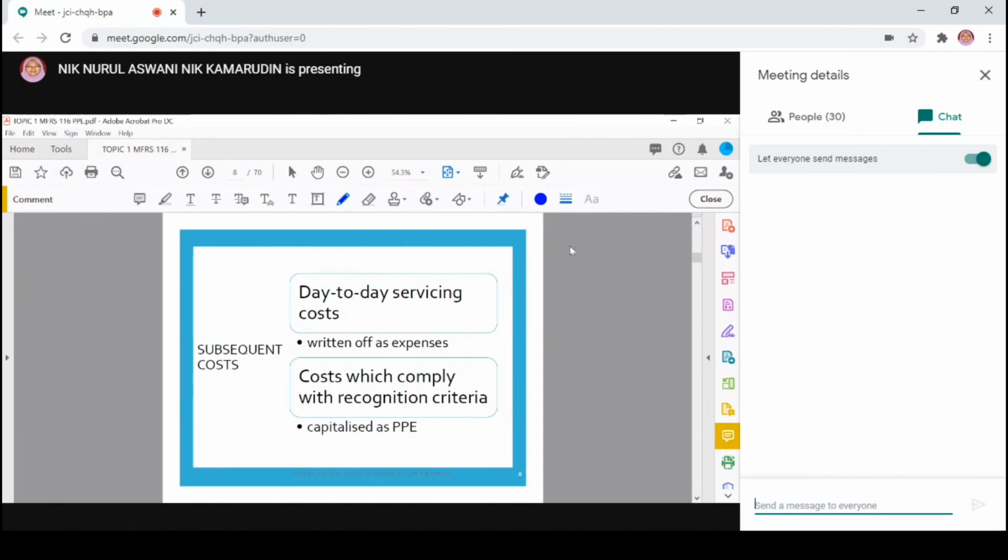But for the cost which complies, any subsequent cost that we incur on the building, for example, renovation cost. This one, for example, repair and maintenance. This is what they are doing right now. So repair and maintenance. Example below, renovation cost. Okay, this is subsequent cost.